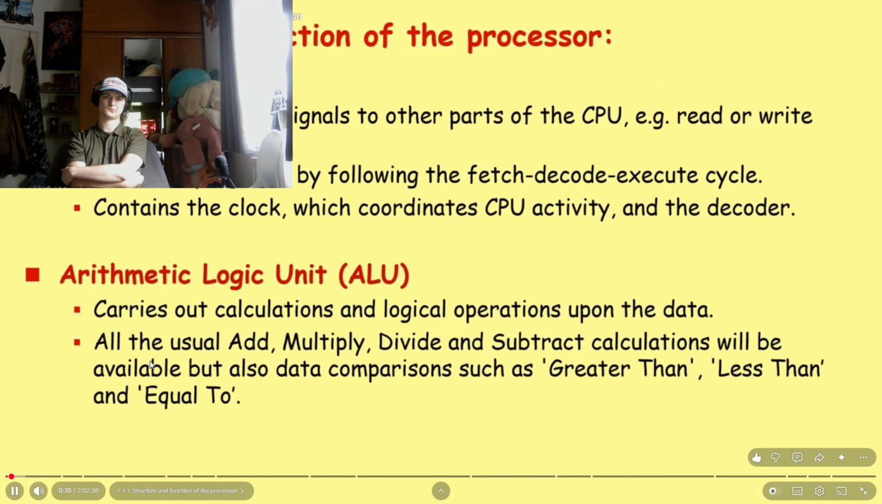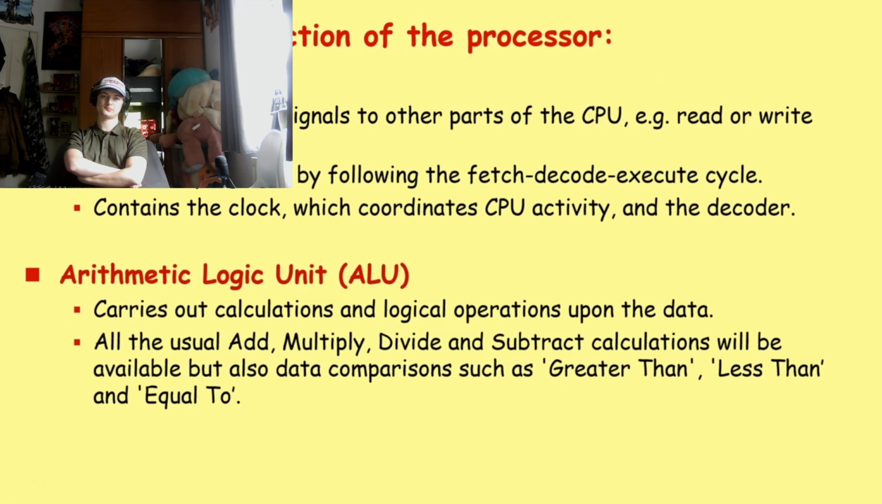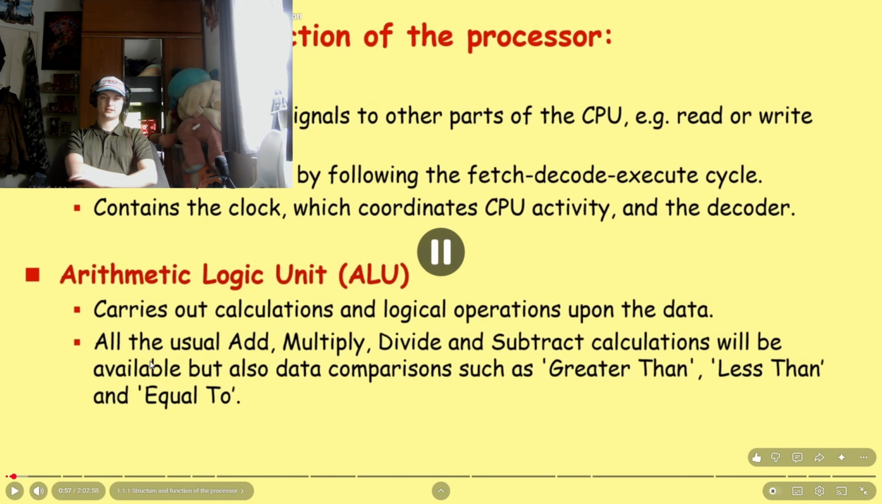The control unit, or CU, sends out control signals to other parts of the CPU. For example, read or write signals to memory. Executes programs by following the fetch decode execute cycle. Contains the clock, which coordinates CPU activity and the decoder. Okay. The arithmetic logic unit, or ALU, carries out calculations and logical operations upon the data.